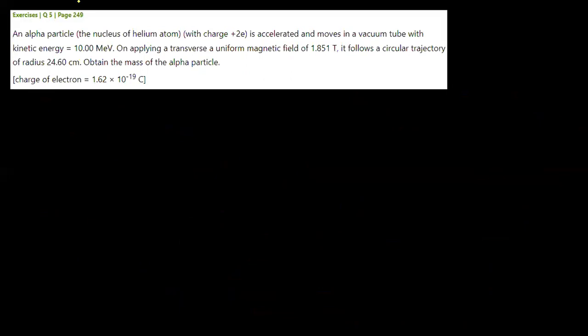An alpha particle is always a nucleus. So please remember, the mass of the alpha particle is what you are supposed to find here. Obtain the mass of the alpha particle. The charge of the alpha particle is 2 times the charge of a proton. This you should know. The alpha particle is accelerated and moves in a vacuum tube with the kinetic energy given to you as 10 MeV.